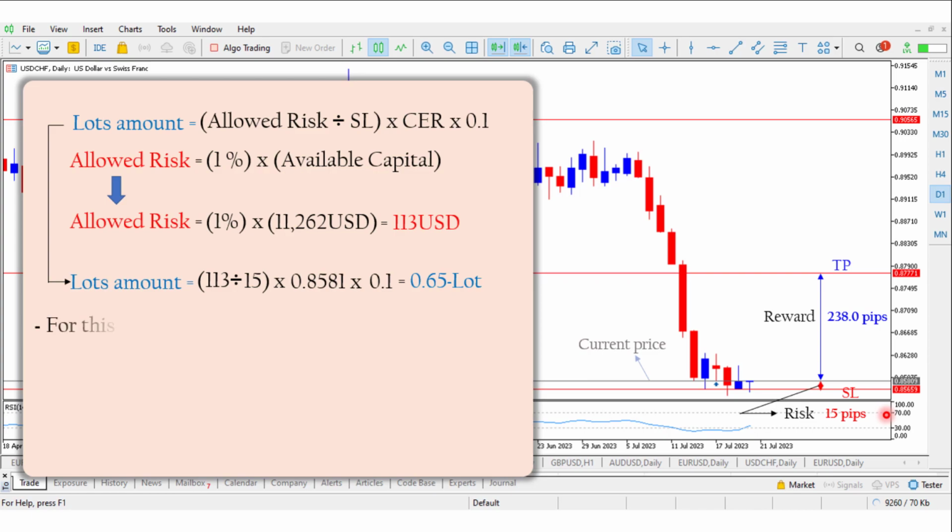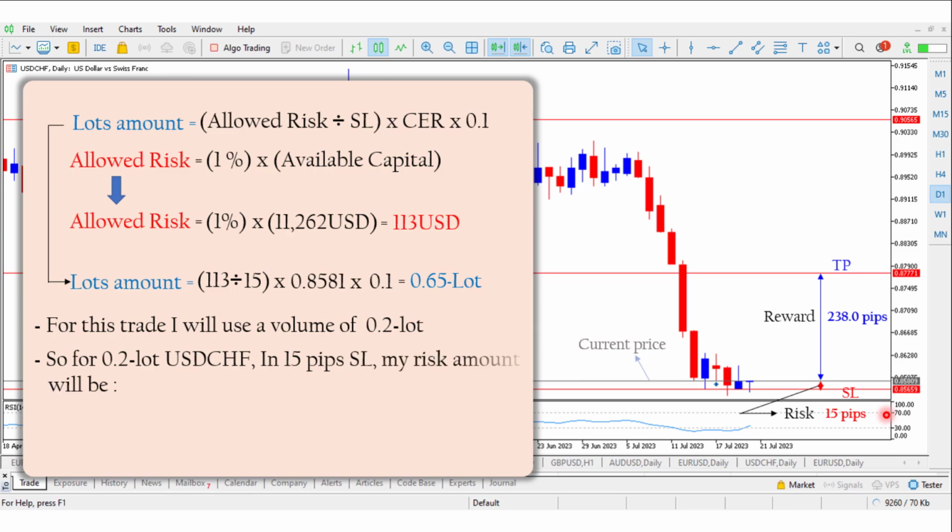So for this trade, I will use a volume of 0.2 lot. For 0.2 lot USD CHF with a 15 pips stop loss, my risk amount will be $35. If you didn't know how to calculate the pip amount, I have taught that in the previous lesson on how to calculate the pip value and loss amount. Please watch that lesson.